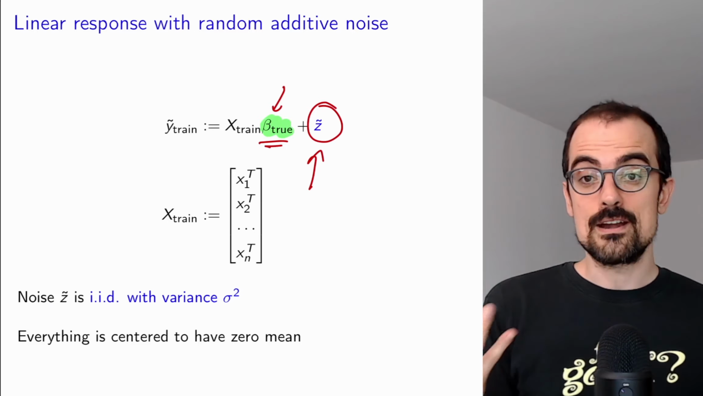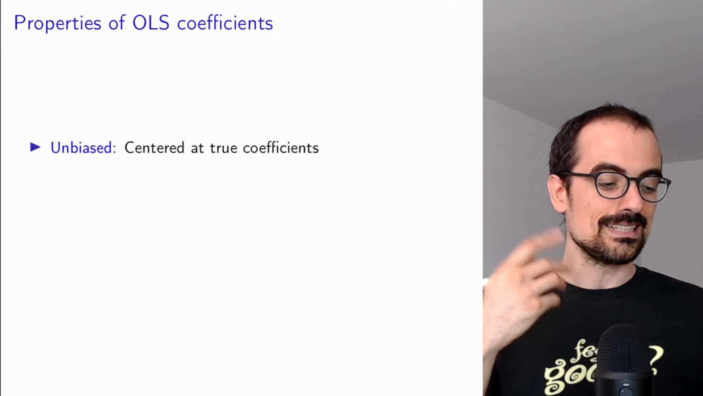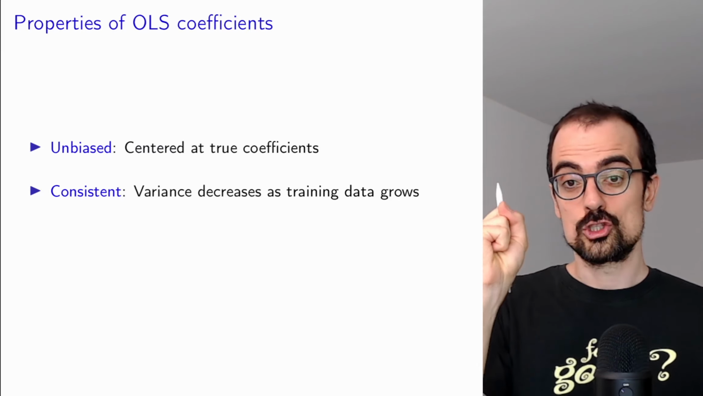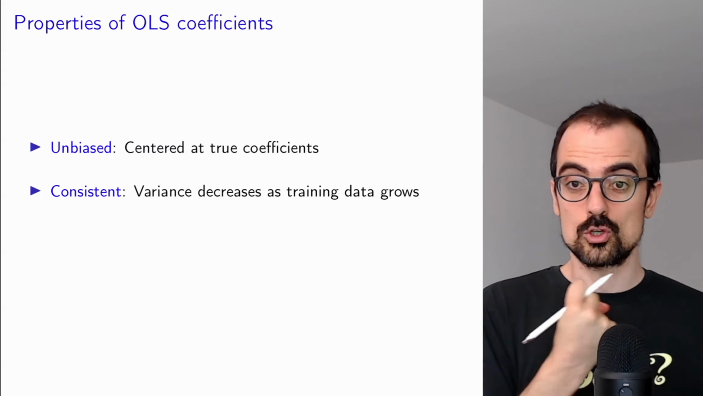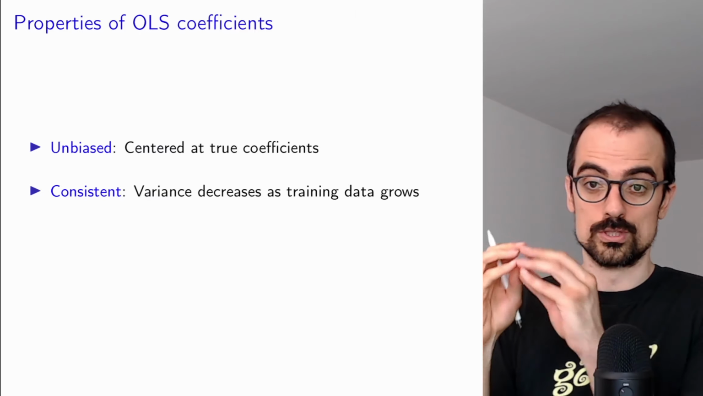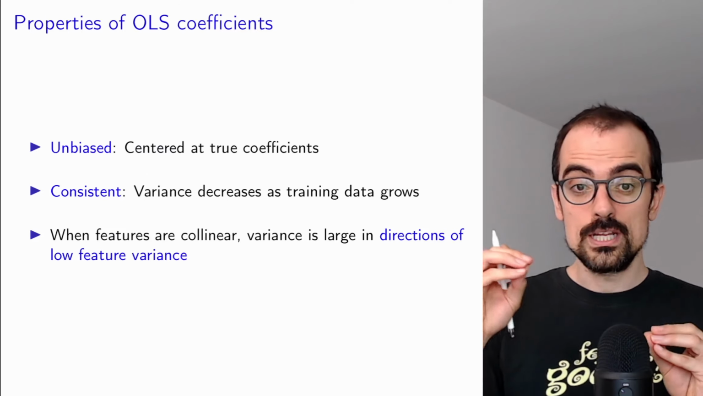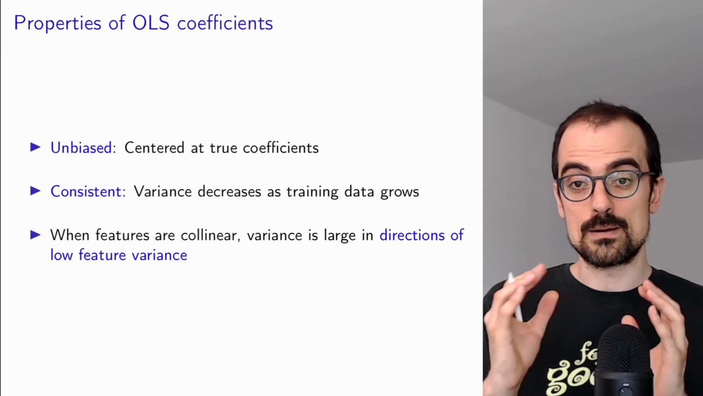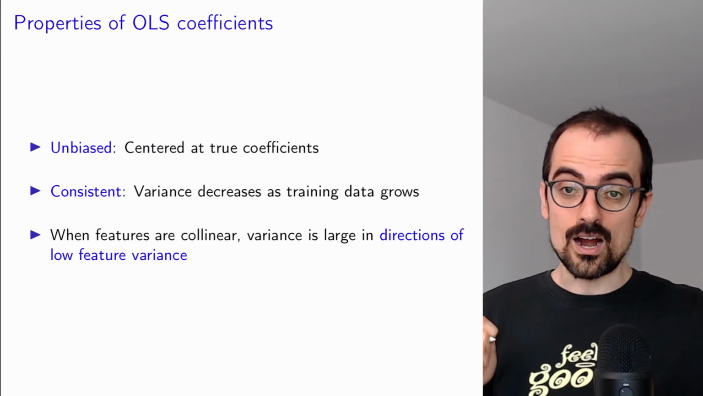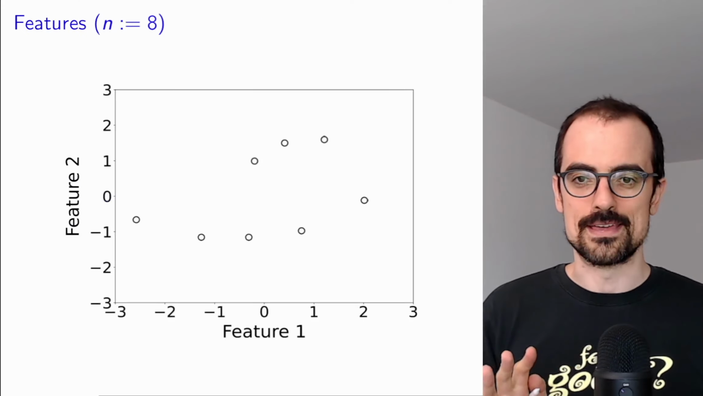But their variance is going to depend on the number of data. As the number of data increases, the good news is that the variance is going to decrease. So the OLS coefficients are going to be a consistent estimator of the true coefficients as the number of data grow. They're going to converge to the true coefficients. However, when the features are collinear, and this happens very easily when the number of data is small with respect to the number of features, then the variance is going to be large in directions where the features have low variance. Let's take a look at what I mean by that.